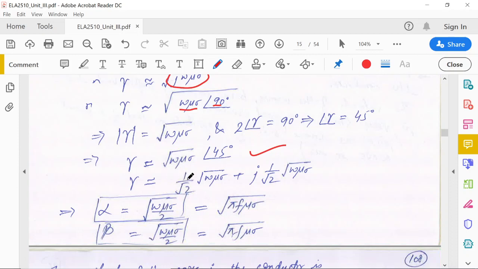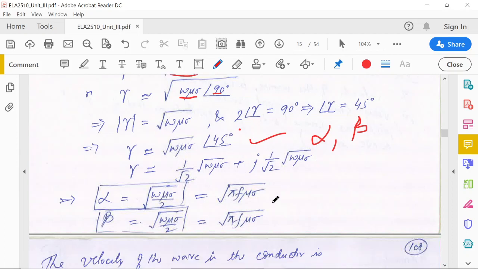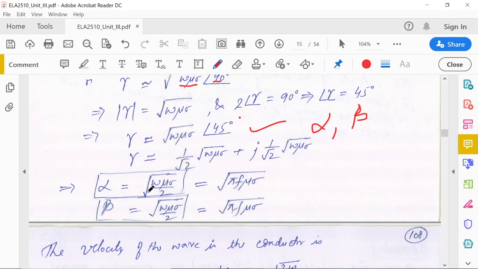Gamma equals, now you can split it into the real and imaginary parts because you want to find alpha and beta. So you can put this r into cos 45, this is 1 by root 2 of this, plus j into this into sine 45. So this is the alpha part, under root omega, and this is the beta part.